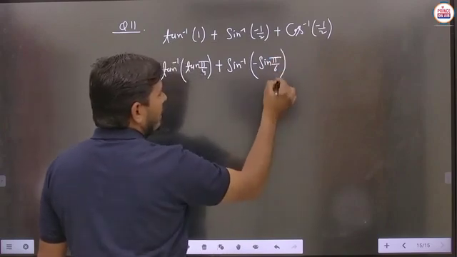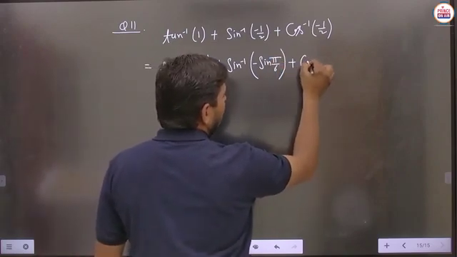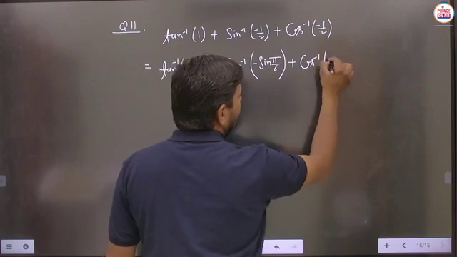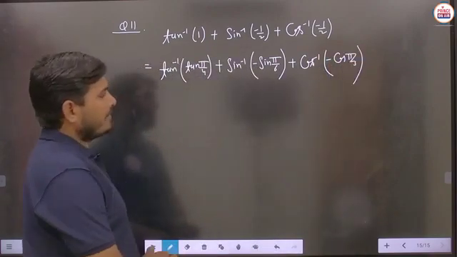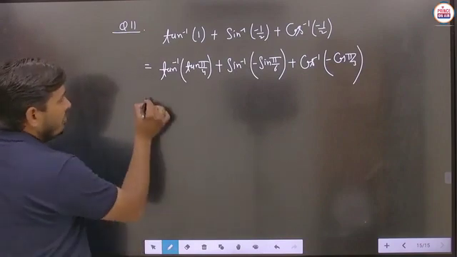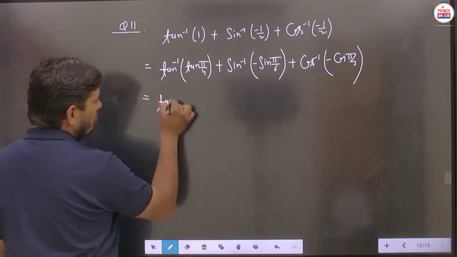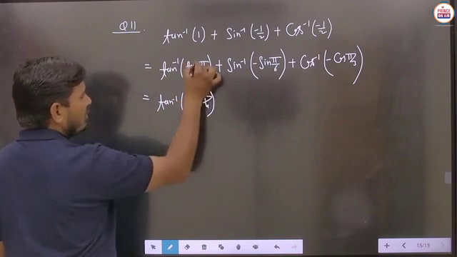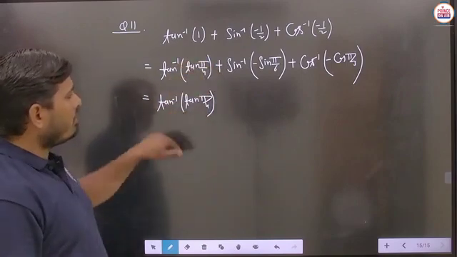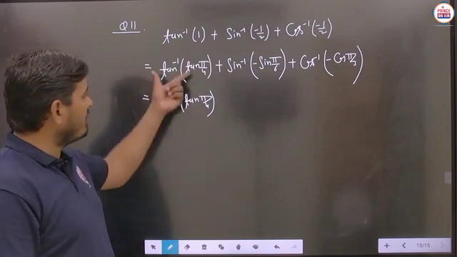Is it to be clear? And cos inverse of minus 1 by 2 can be written as cos inverse of minus cos pi by 3. You can write like this. Is it to be clear? Now student, in the first part there should be no problem, because this is a very simple part, and here this x belongs to minus pi by 2 to plus pi by 2. So definitely the answer will be pi by 4.